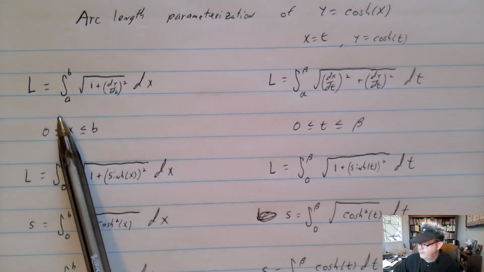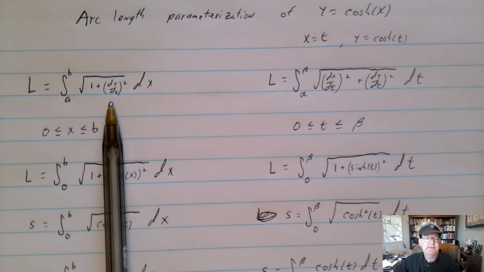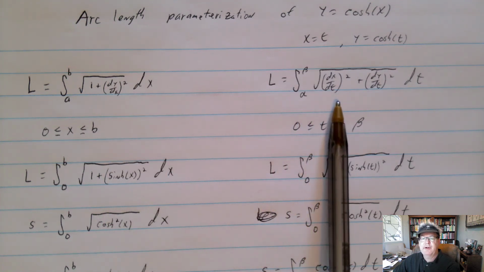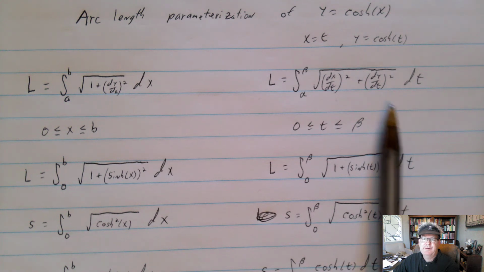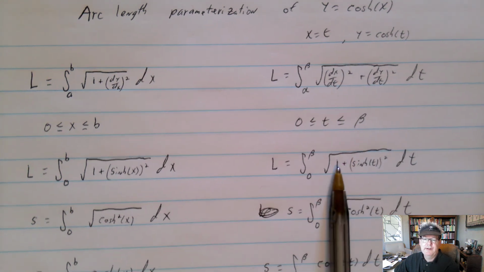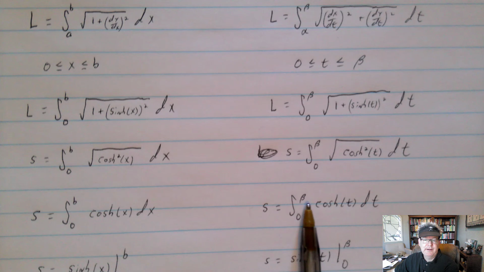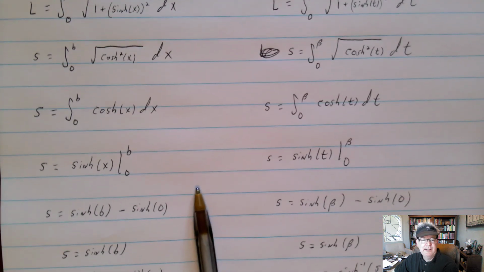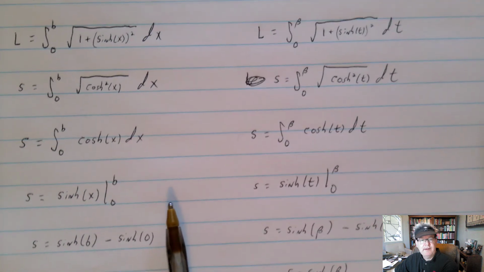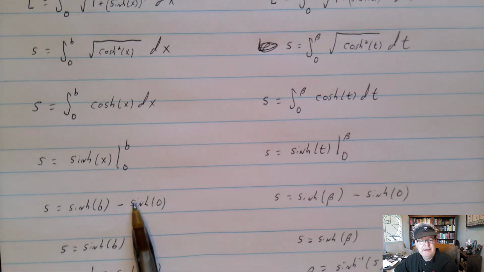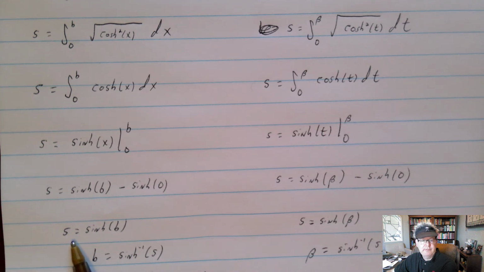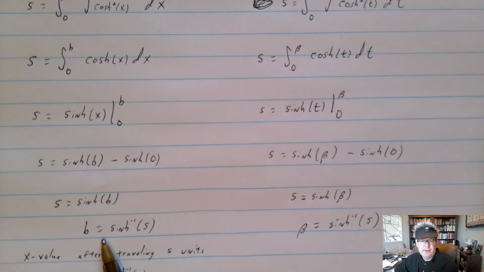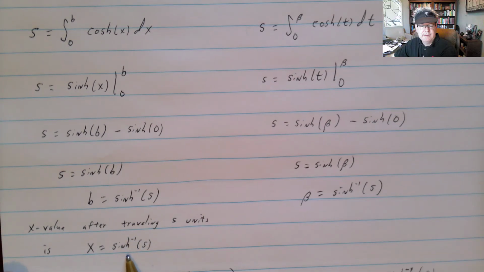And then the arc length formula for y equals f of x looks like that. Or for a parametric curve, it looks like this. But of course, if you have x equal t, you'll get a 1 here. And so you get the same thing. It's kind of redundant to do both, but I did it anyway. And then if I find the arc length in terms of the upper limit b, I've gone s units if x is b. Or solving for x in terms of how far I've gone, it'll be like that.